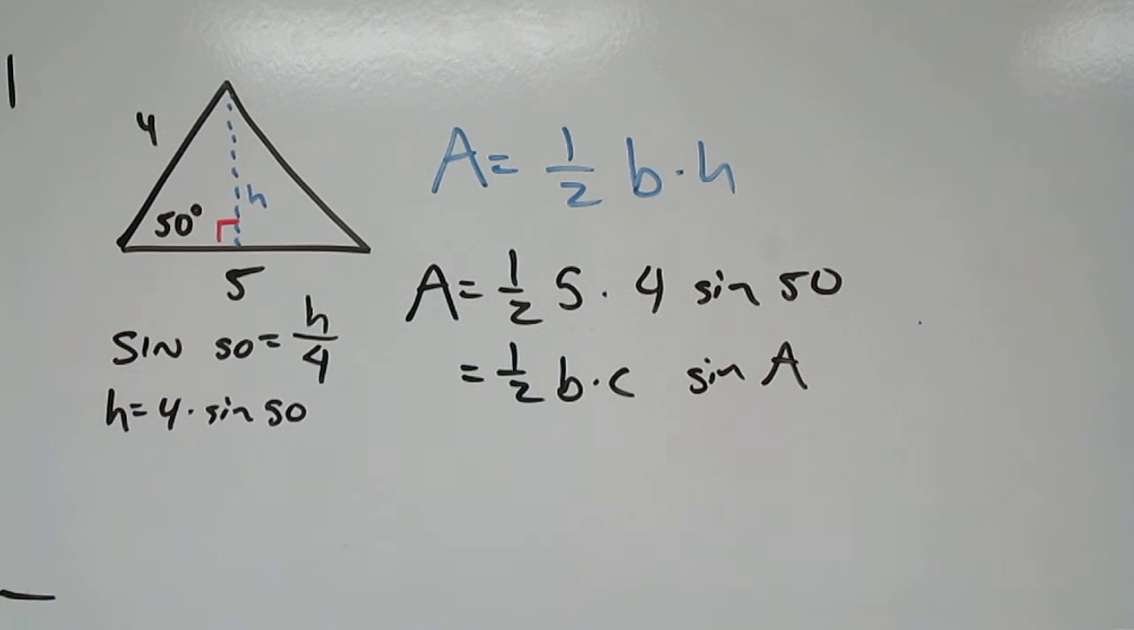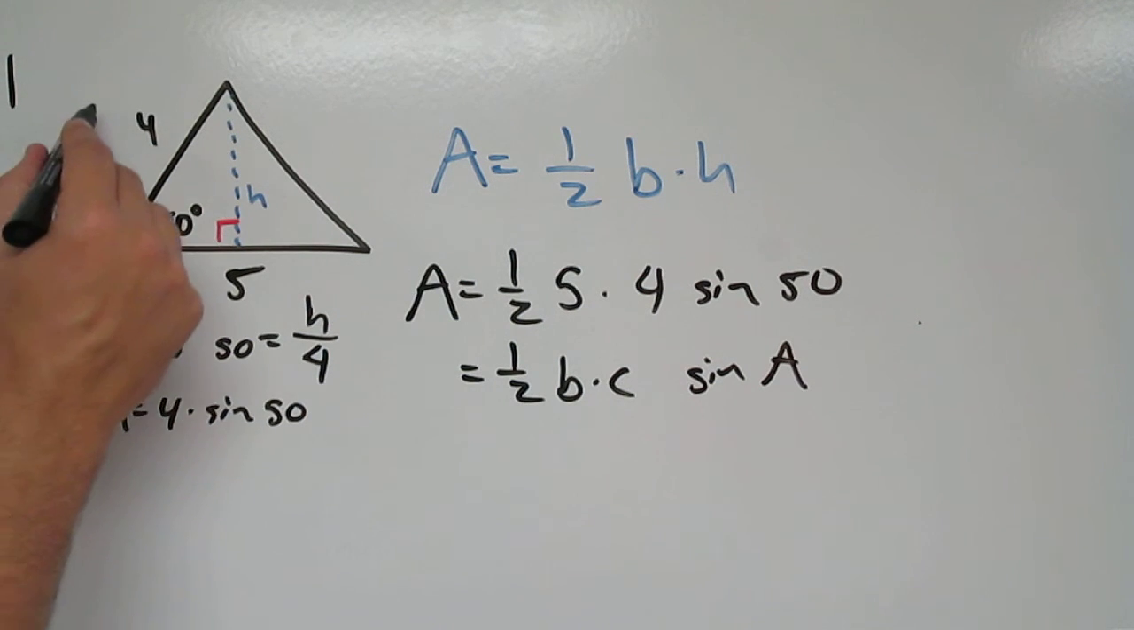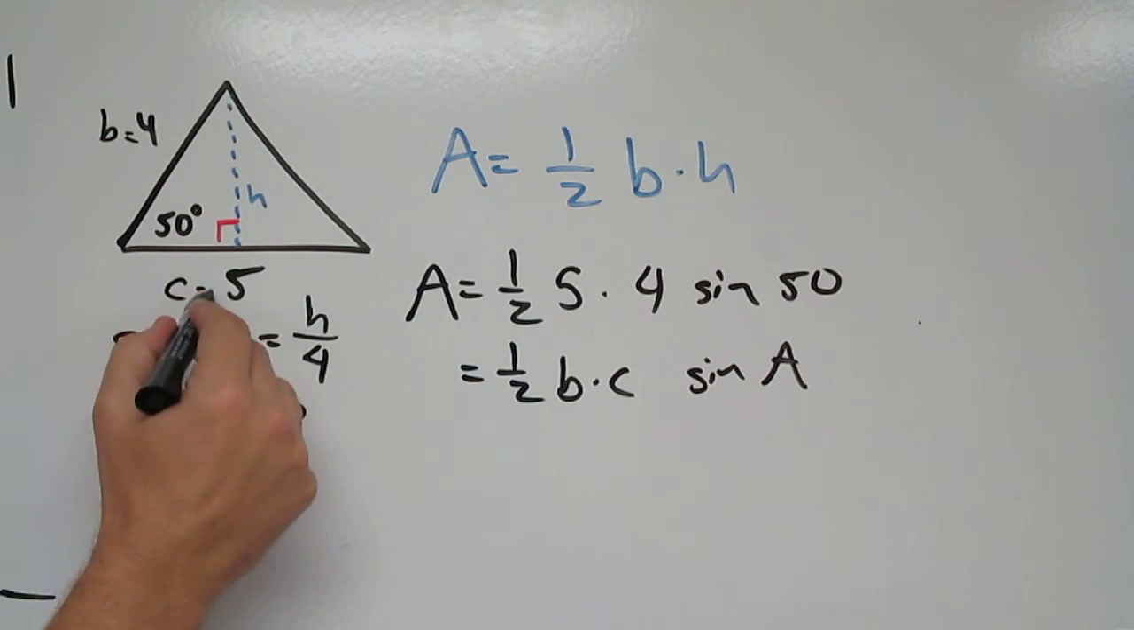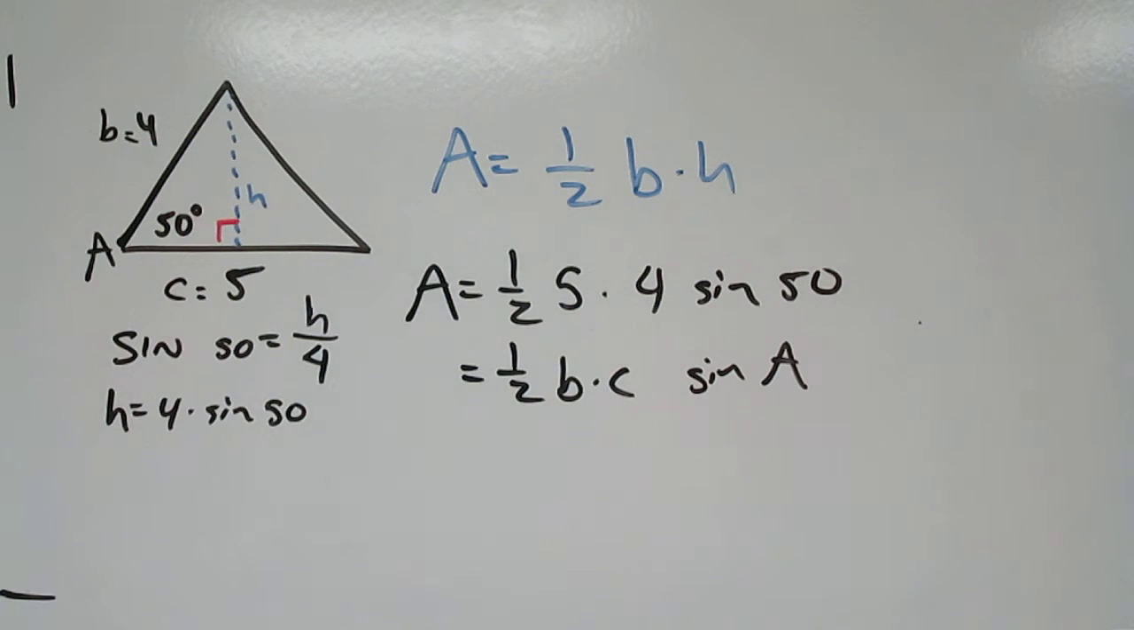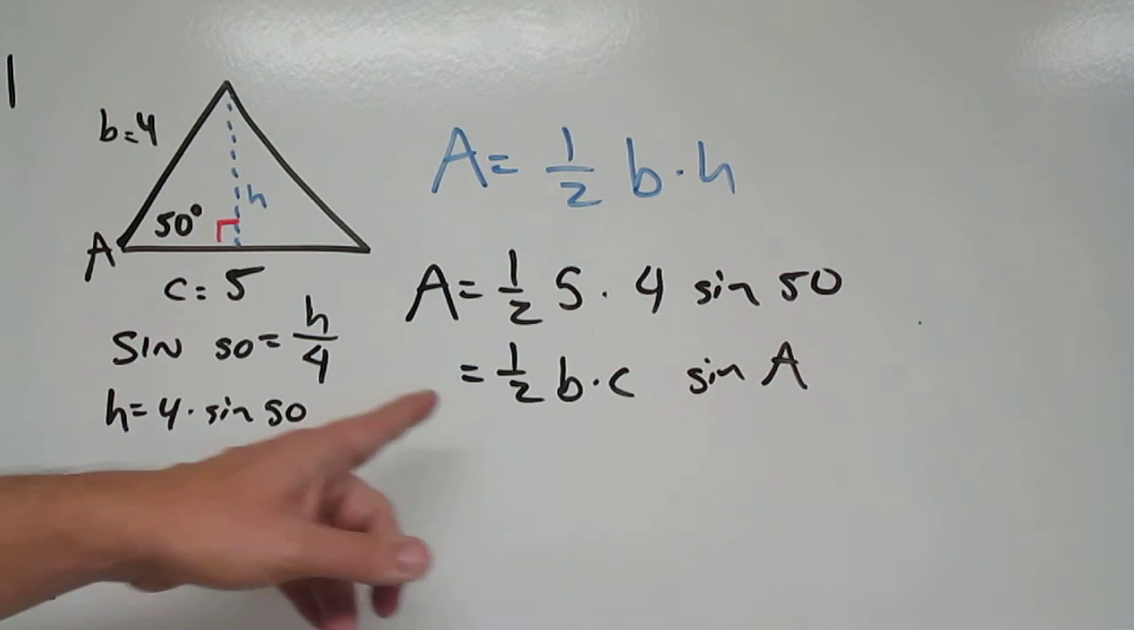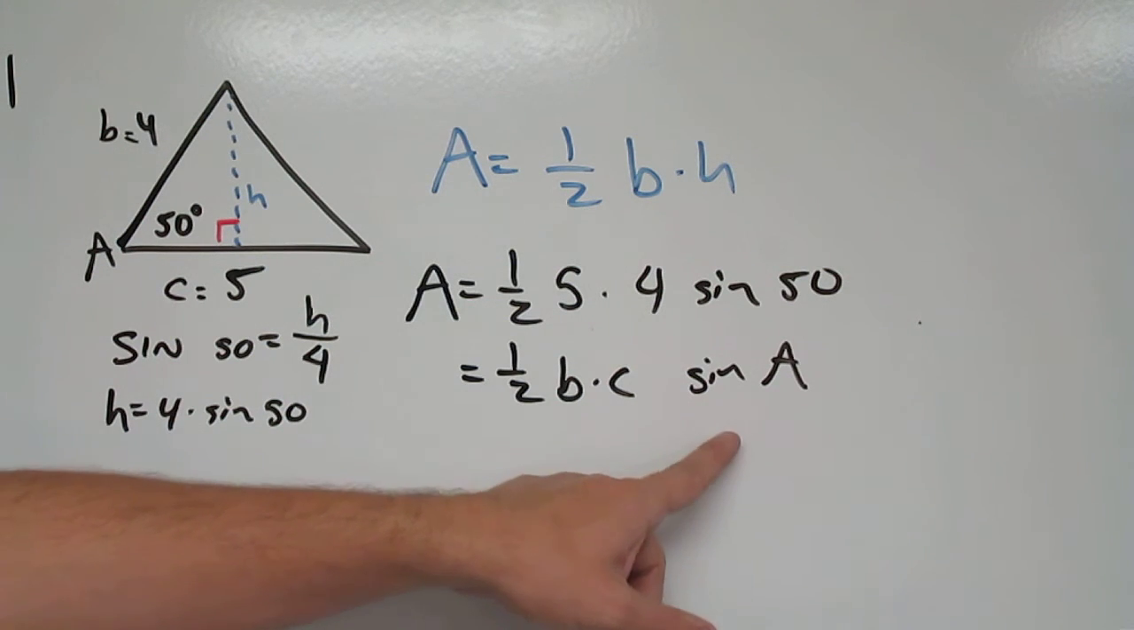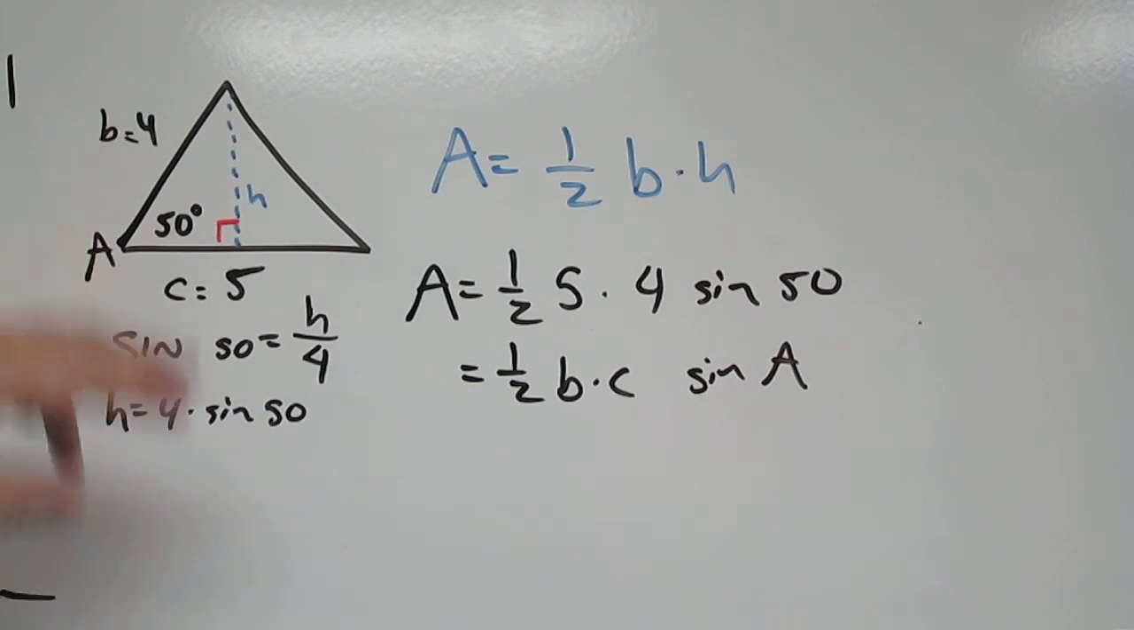And so again, what's a, b, and c? In this case, b is one side, c is the other, and a is the angle that's in between them. And so it would work if I did 1/2 4 times 5 times the sine of 50. If I switched what b and c were, it wouldn't matter. As long as it's the included angle, then this formula for finding the area of a triangle works.